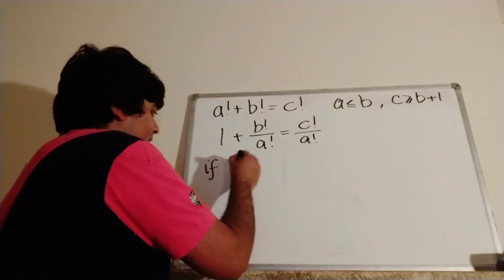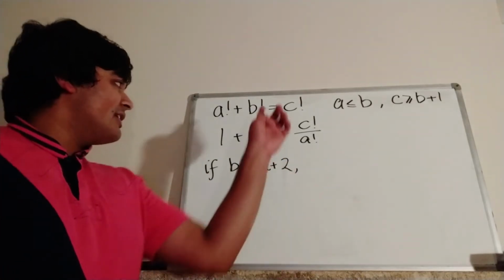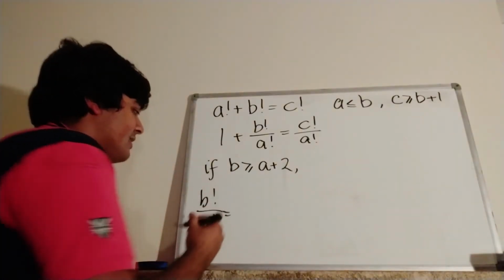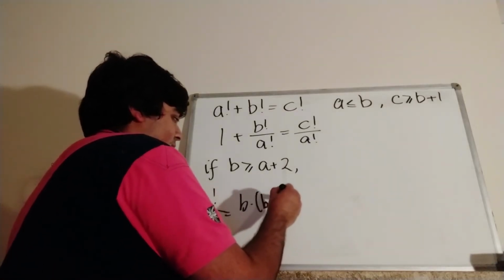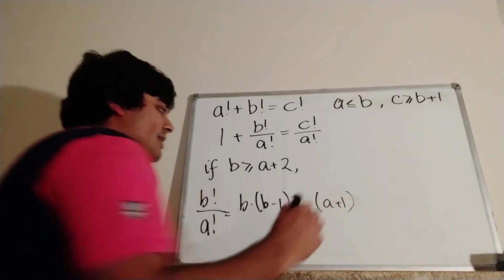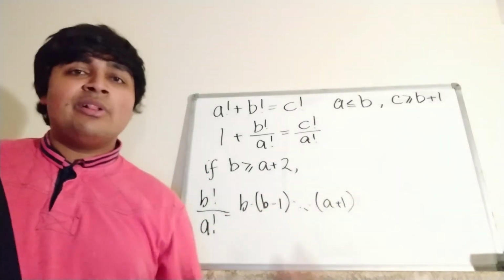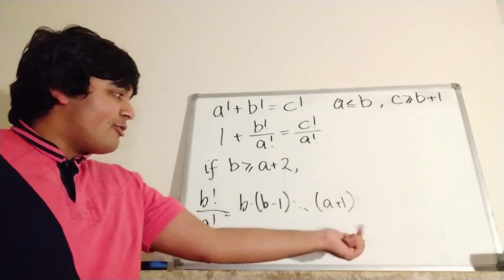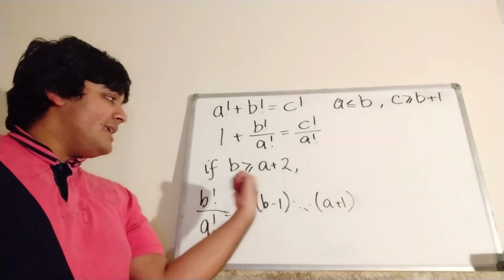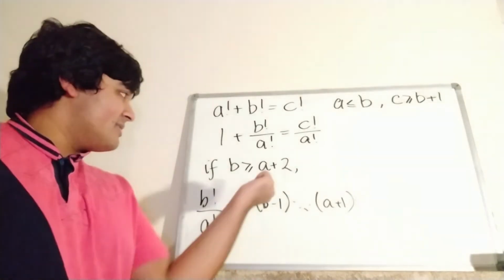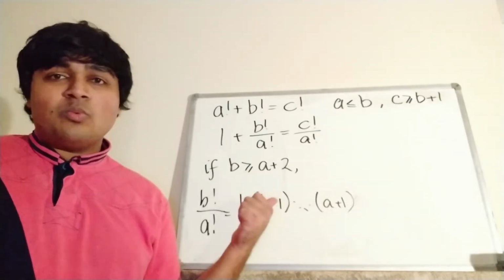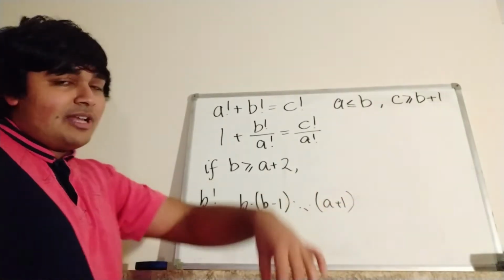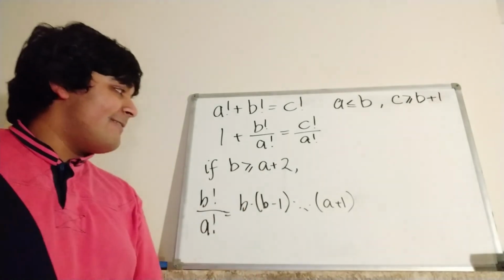If b is at least a plus 2, then let's look at the left hand side. What's b factorial over a factorial? Well, it's going to be b times b minus 1 times dot dot dot all the way up to a plus 1. What we're left with is a factorial, but because we're dividing by a factorial, that will cancel. So this is just this product. We're assuming that b is at least a plus 2, and this is the product of consecutive integers from a plus 1 all the way up to b. It will certainly include an a plus 1 and an a plus 2, because b is at least a plus 2. One of a plus 1 or a plus 2 is going to be even, so this product is certainly going to have an even number in it. So of course the product is even. So b factorial over a factorial is even.